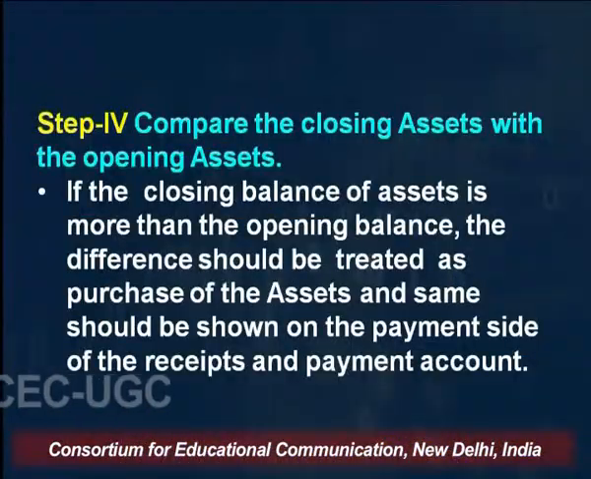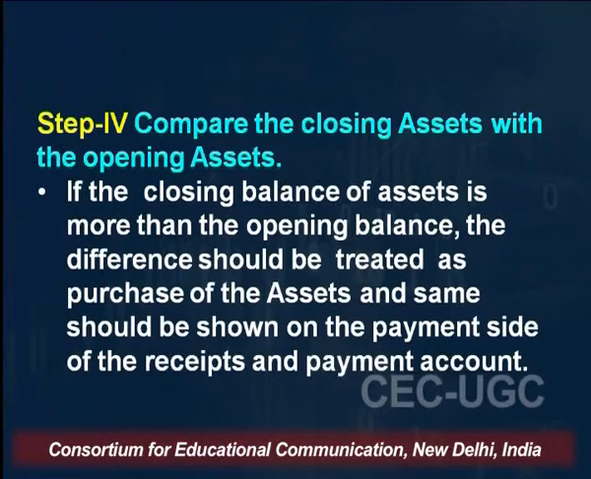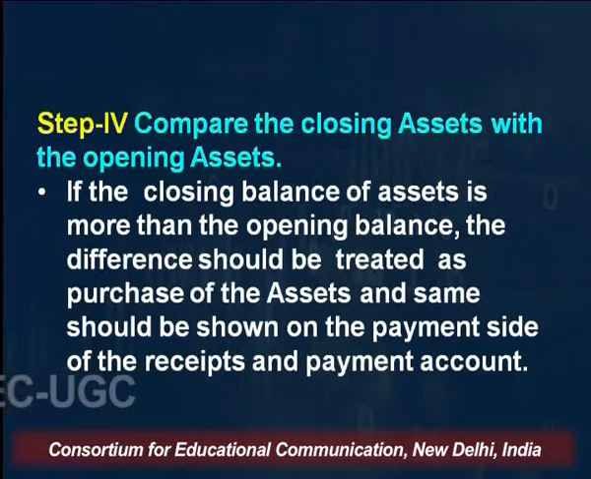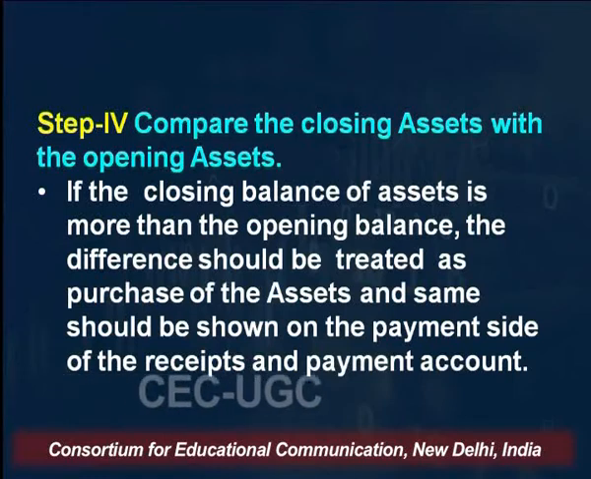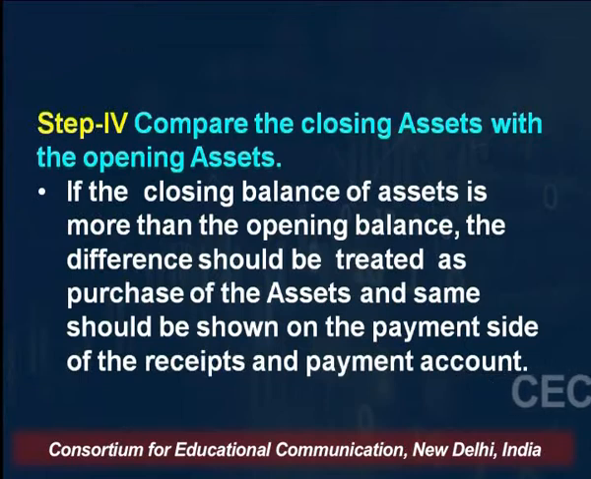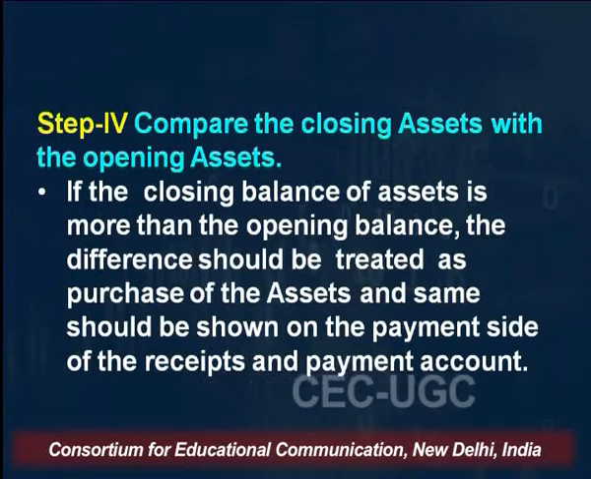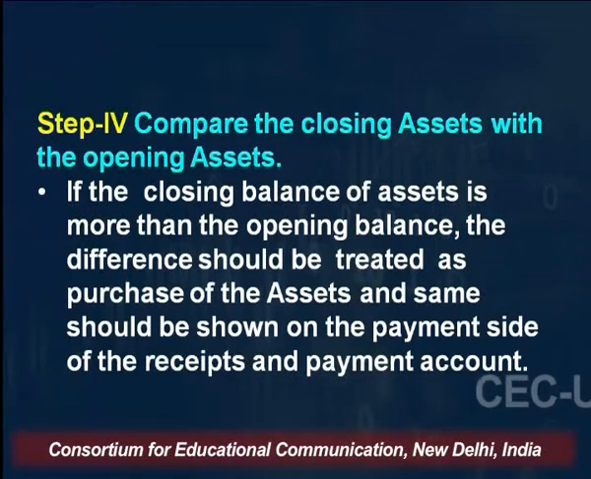The next one is we need to compare the closing assets with the opening assets. If the closing balance of the asset is more than the opening balance, the difference should be treated as purchase of assets, and if there is any addition of asset, the same should be shown on the payment side of the receipt and payment account. Let's understand this with the help of an example. Like in the opening balance sheet, the value of the furniture was 20,000.